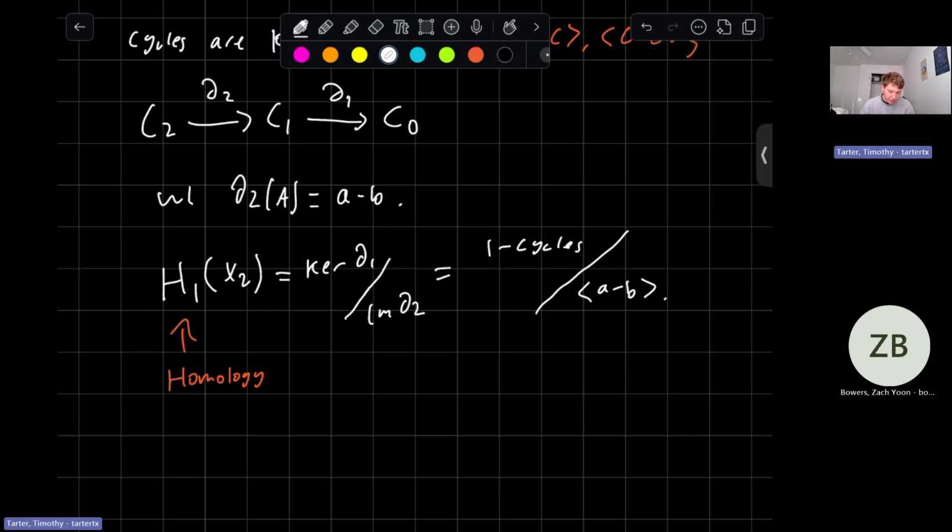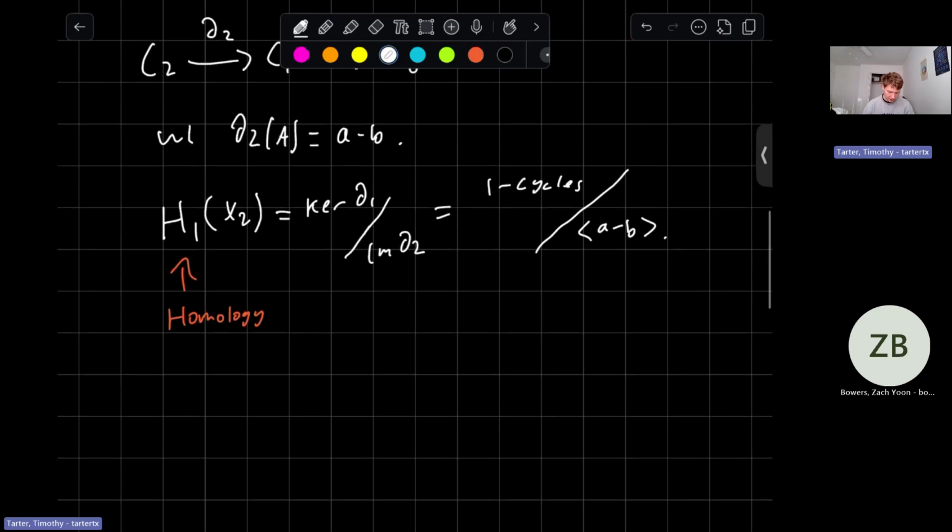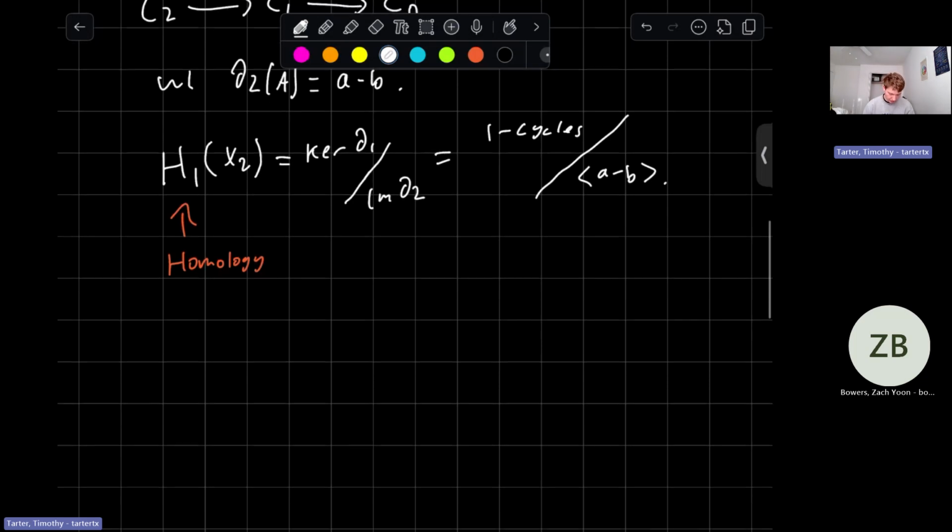The previous example can be fit into this scheme too by taking C2 to be 0 since there are no 2-cells in X1. So in this case, the first homology group of X1 is just the kernel of partial 1, which we saw was free abelian on 3 generators. In the present example, H1 of X2 is a free abelian group on 2 generators, B minus C and C minus D, expressing the geometric fact that by filling in the 2-cell A, we have reduced the number of holes in our space from 3 to 2.